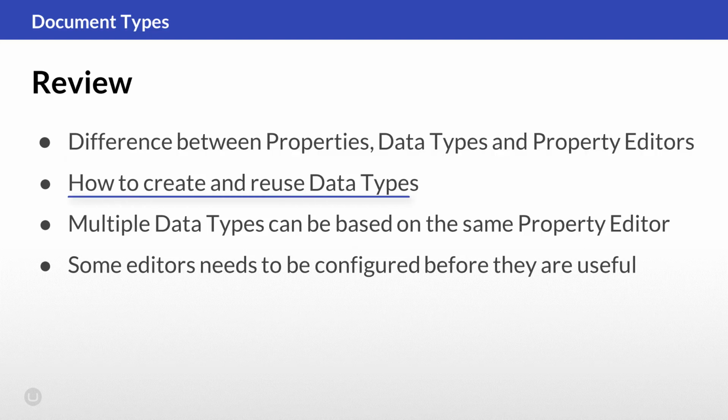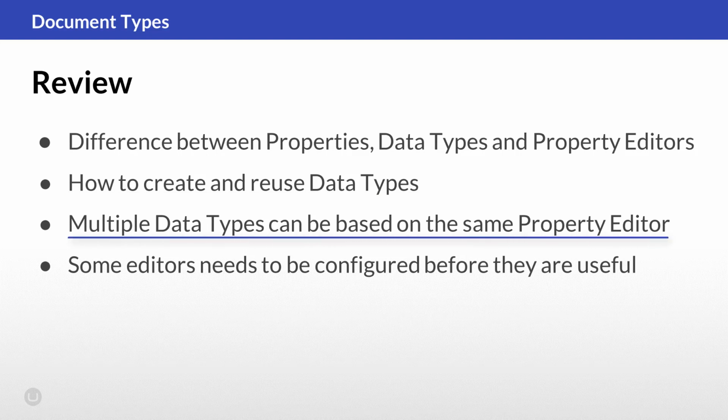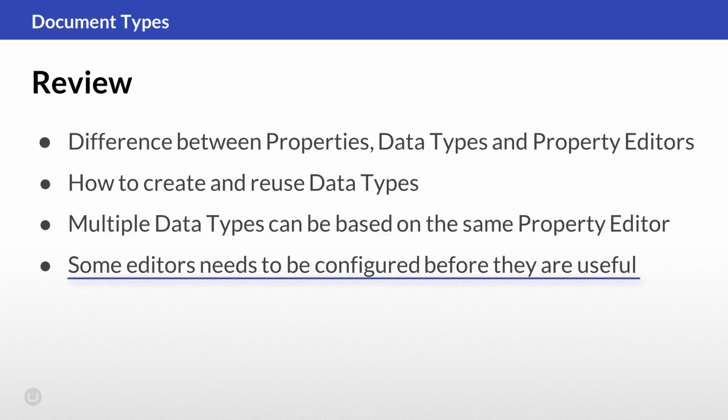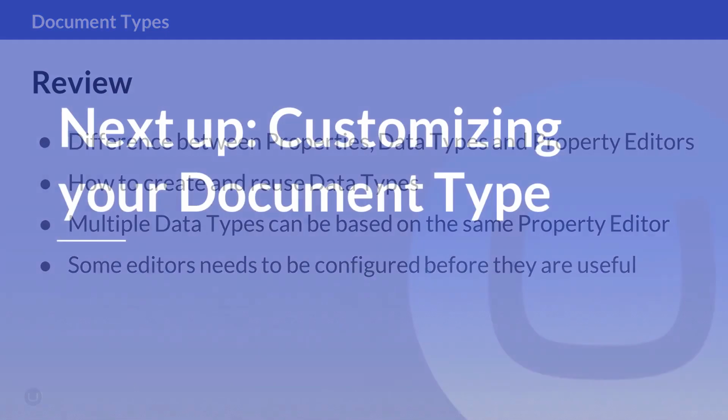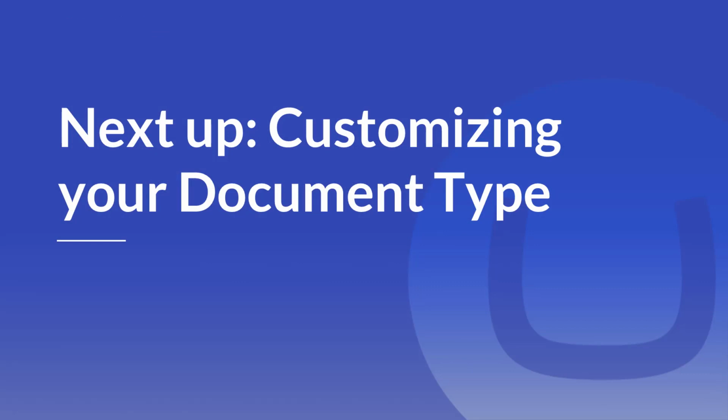We went through how to create and reuse data types. We learned that multiple data types can be based on the same property editor, but their configuration makes them unique. Finally, some editors need to be configured before they're useful, more specifically, the list type property editors. In the next video, we'll cover how to customize your document type and properties further.